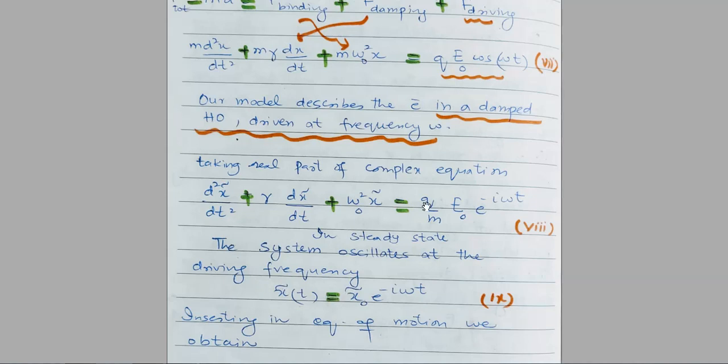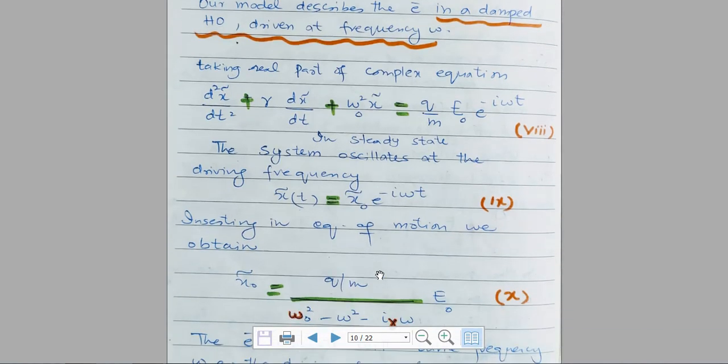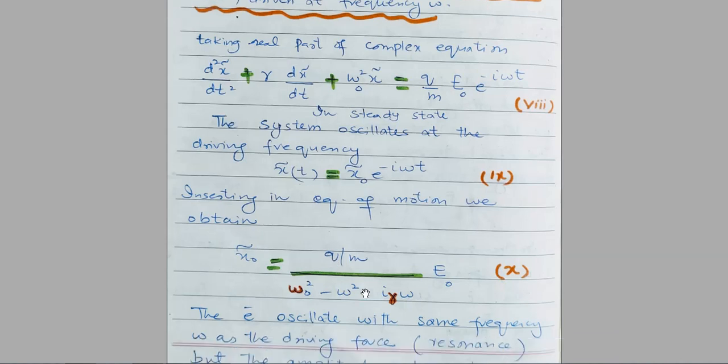So the solution of this equation 8 should be in the form of equation 9, x of t equal to x naught exponential of minus i omega t. After inserting this in equation 8, we have the expression. x naught is the amplitude of the driven harmonic oscillator. q is the charge of the electron, m is the mass of the electron, omega naught is the natural frequency, omega is the driving frequency, and gamma is the damping factor.